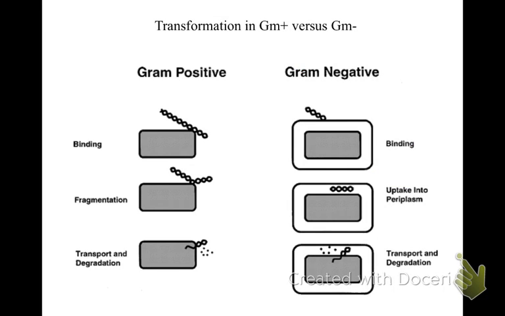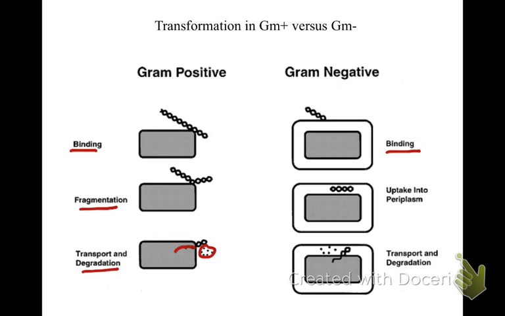Overall, the process of transformation is very similar in gram-positive and gram-negative organisms. In both cases, there will be an initial binding that occurs to double-stranded DNA. In a gram-positive, there will be fragmentation of that DNA, and finally transport of a single strand of DNA into the cell. The other strand is degraded and left outside the cell.